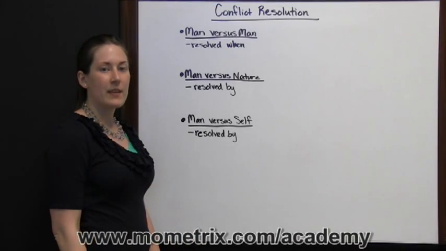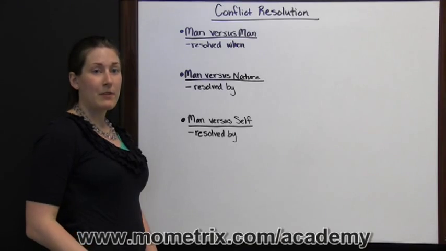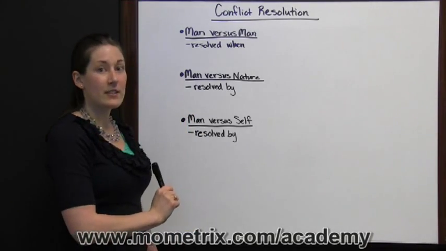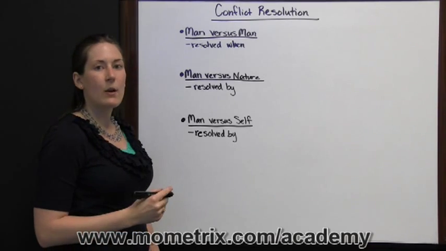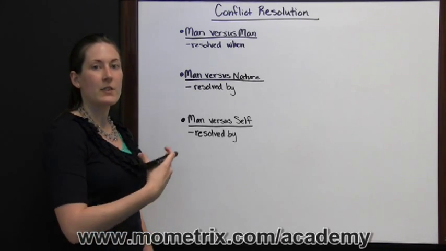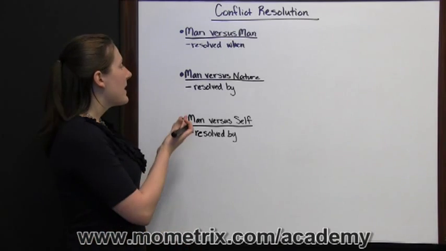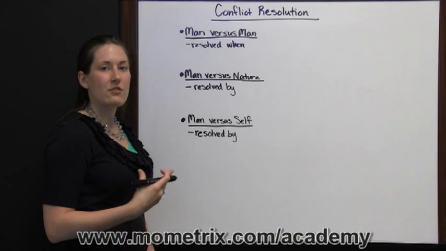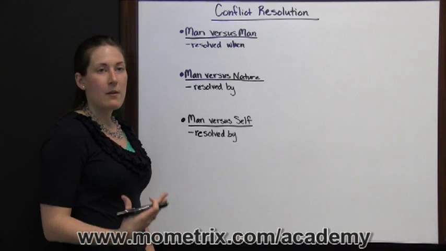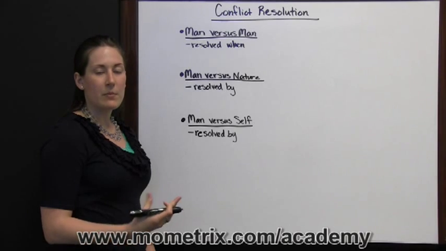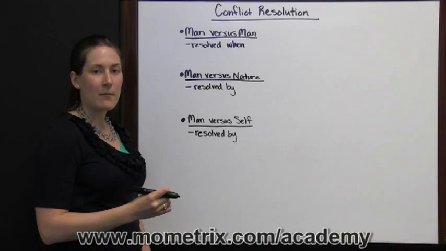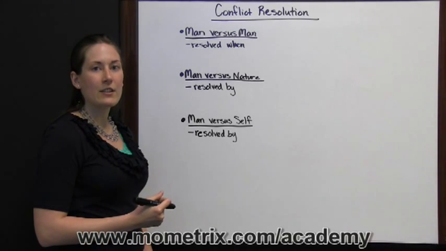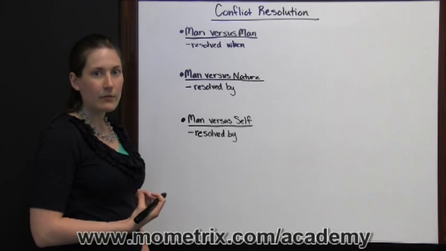Conflict resolution. First, let's review the three main types of conflict: man versus man, man versus nature, and man versus self. Man versus man is going to be when the main character has a conflict with another character. Man versus nature is going to be when man has a conflict with nature. Maybe he's trapped on an island and can't get off. Maybe he's waiting out a storm, but there's some natural element that's up against the main character. And man versus self is when the character has a conflict within him or herself.